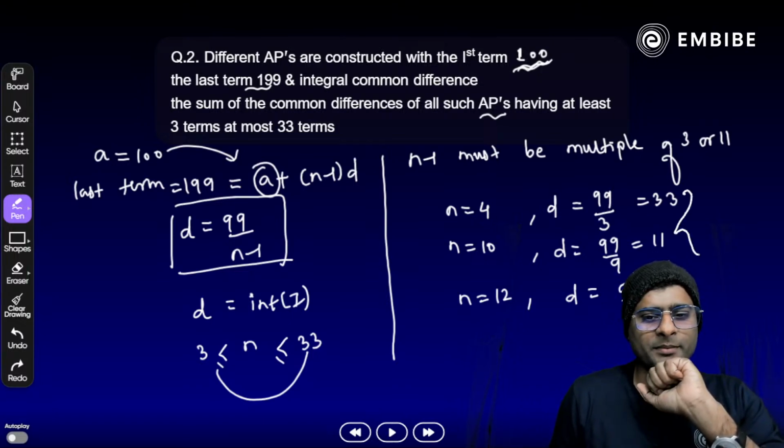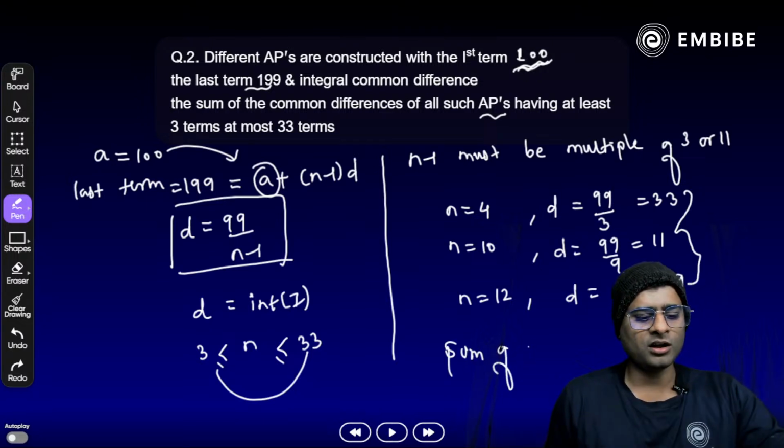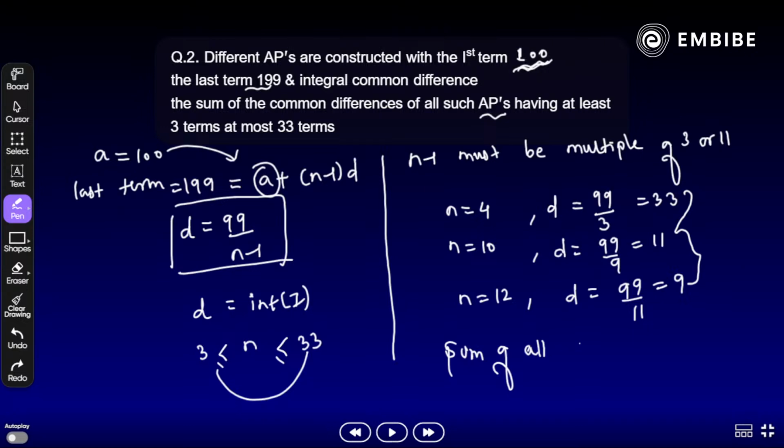The sum of all the common differences here, the sum of all the common differences, that should be 33 plus 11 plus 9. 53 is the right answer. Done. Clear? Easy. Any confusion, you can ask me.